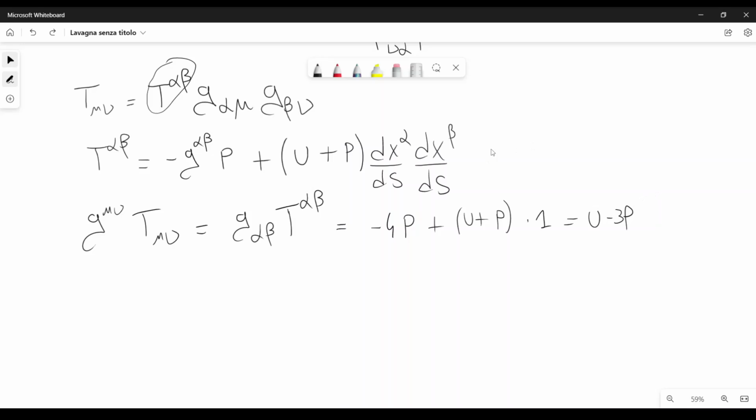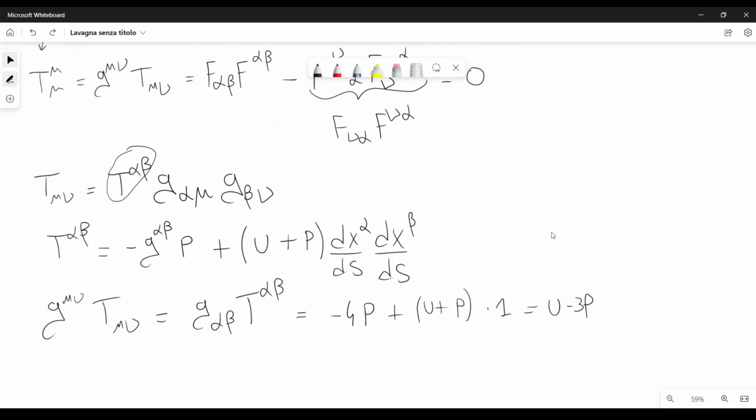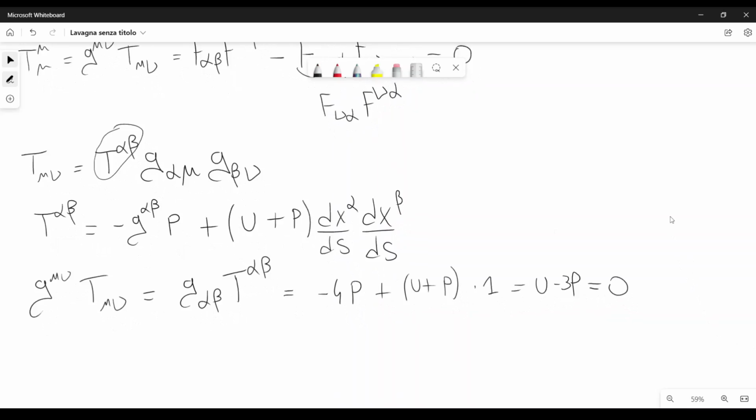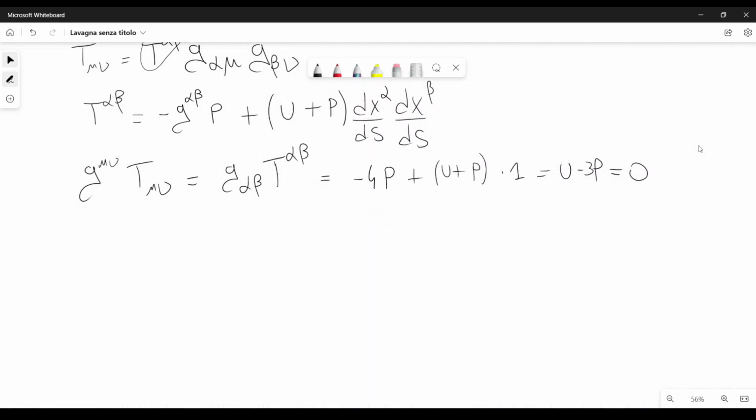But this definition here for the trace should give us the same result, which is 0, and therefore this should be 0. So from here we get that radiation pressure is equal to the energy density of the electromagnetic field divided by 3.